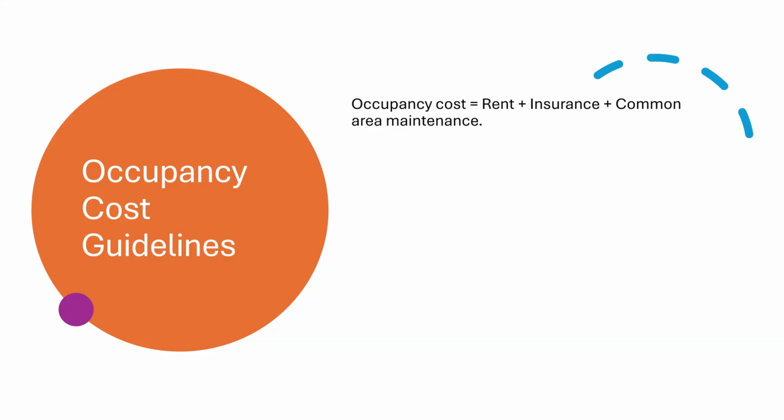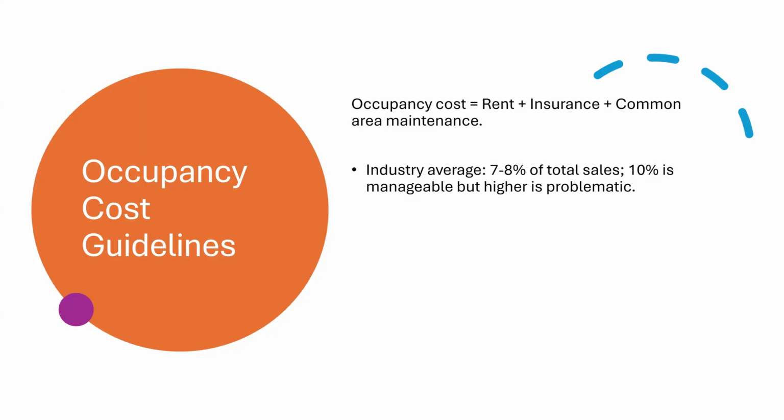Occupancy cost equals the rent plus any insurance for that area plus the common area maintenance for that area. For industry average, it's between 7 to 8%. Certainly 10% is manageable, but anything higher than that is problematic. So if it's 10% or higher, you need to know why it is higher. If you can get it back down to the 7 to 8% range, that's great. But again, investigate these things. That's part of your analysis. And then focus on strategies to address it. If high occupancy is out of line, figure out how to check those.